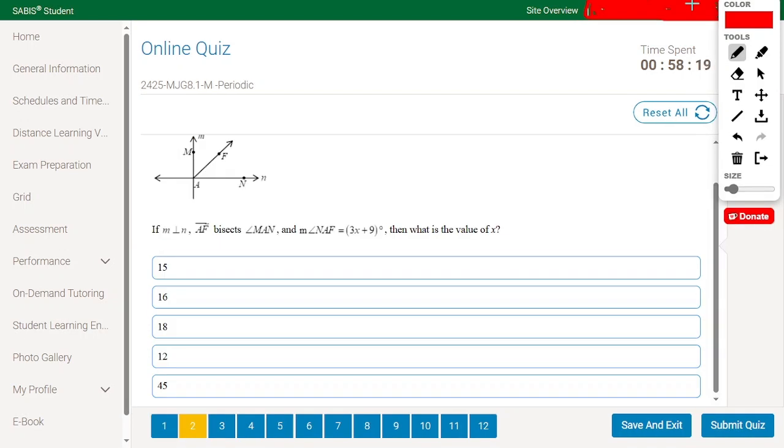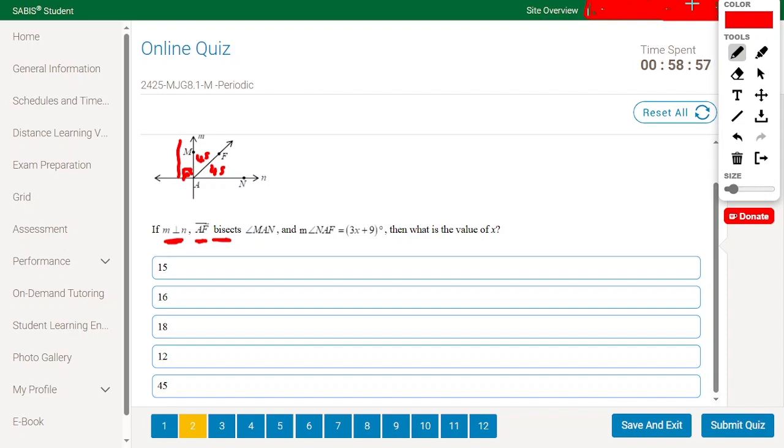Let's see this figure. If m is perpendicular to n, and AF bisects angle MAN. Okay, m is perpendicular to n, so the angle is 90. And here AF bisects MAN, and MAN is 90, so here it will be 45 and the other angle will be 45.